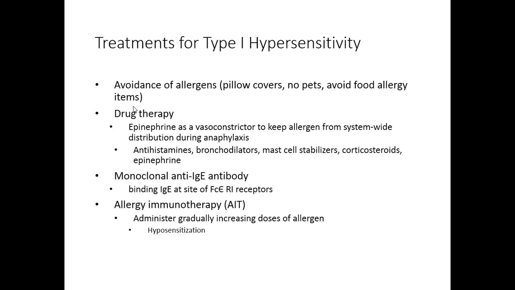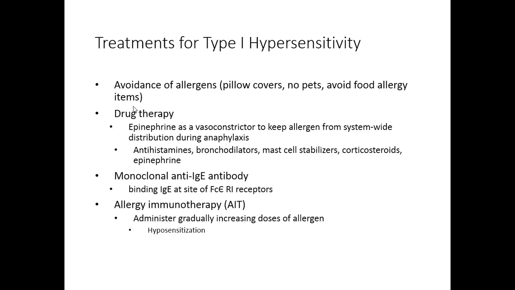How do we treat hypersensitivity reactions? Well, let's start with just avoiding them. It's always a good thing. If you know you're allergic to something, keep away from it. So first, avoid your allergens, and if that doesn't work and you have a reaction, there are other things we can do. There are various drug therapies. The one we tend to think about is an EpiPen that contains epinephrine, which acts as a vasoconstrictor and keeps the allergen from going systemic during an anaphylactic response.